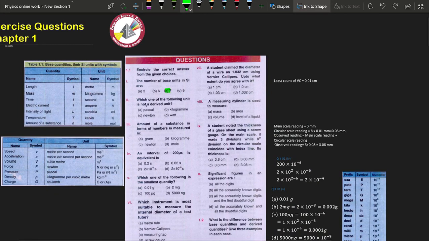Next question is: which one of the following units is not a derived unit? Not a derived unit means point out the base unit. So we know that kilogram is a base unit, as you can see in this table. This table shows the base units, so kilogram is a base unit.